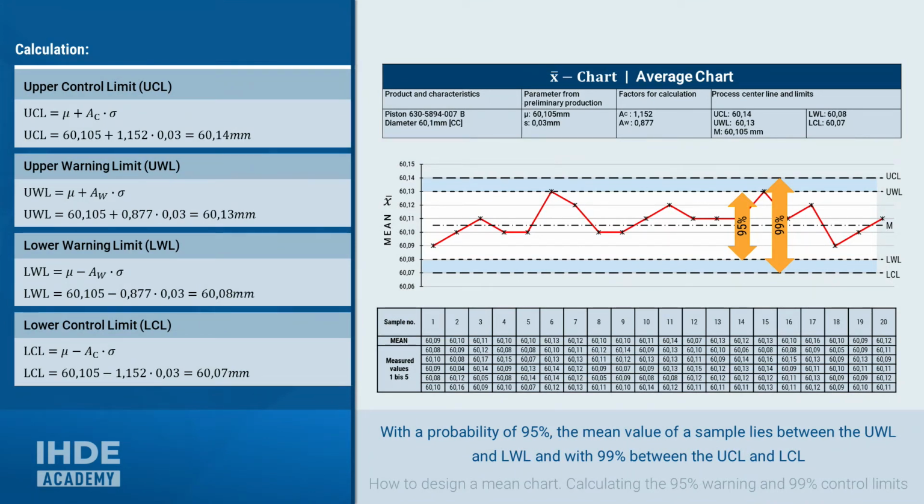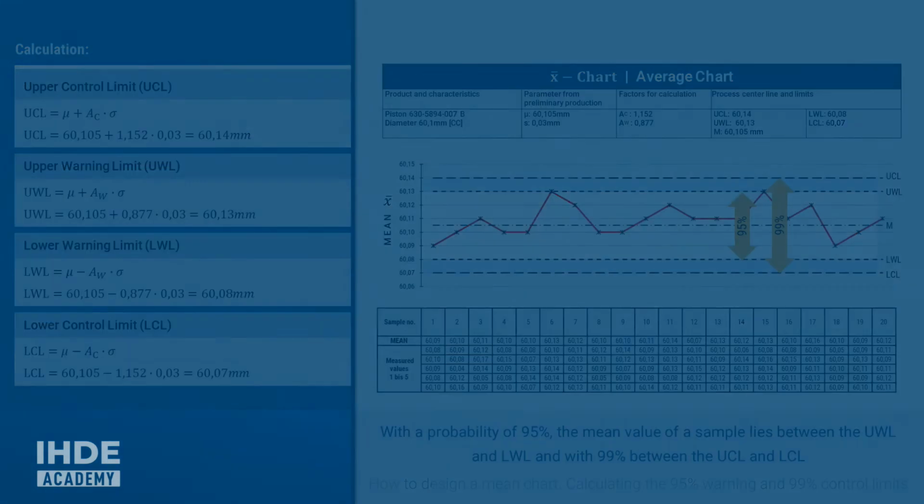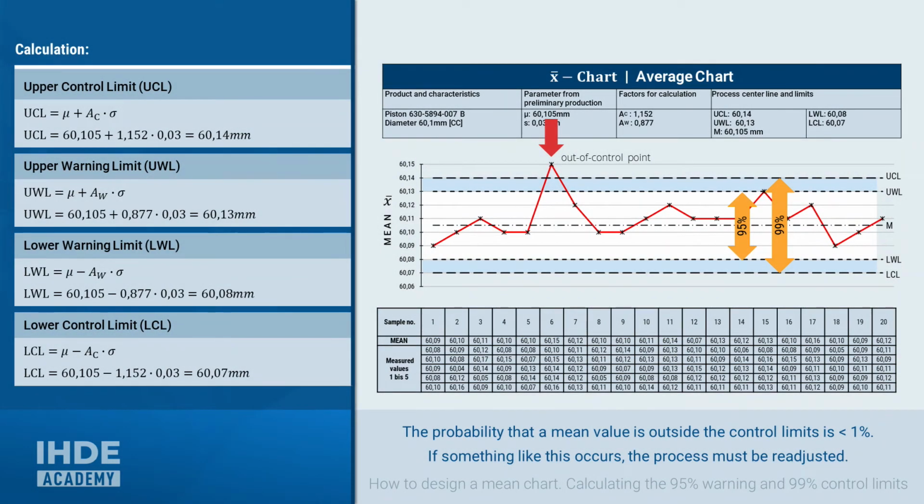For the warning limits, this means that there is a 95% probability that the mean value calculated in each case will be within these limits. And with a 99% probability, the mean will be between the control limits. This means that the probability that a mean value is outside the control limits is less than 1%. If such an improbable event occurs, this is an indication that the process is out of control. The reason for this limit violation must be found and, if necessary, the process must be readjusted.